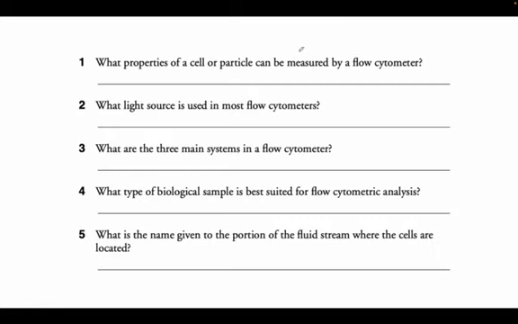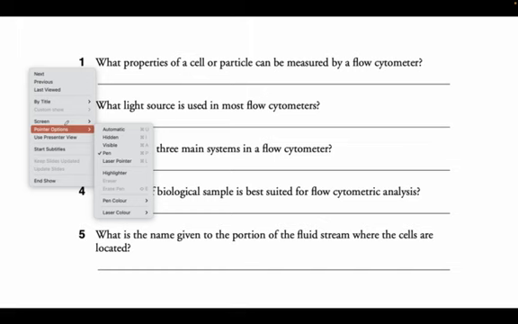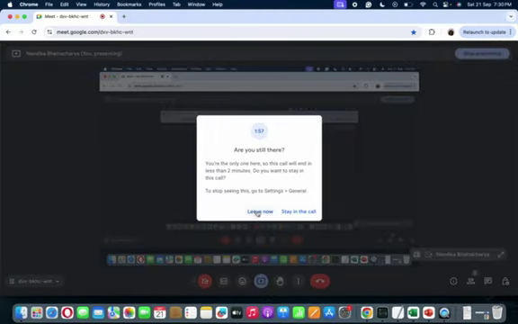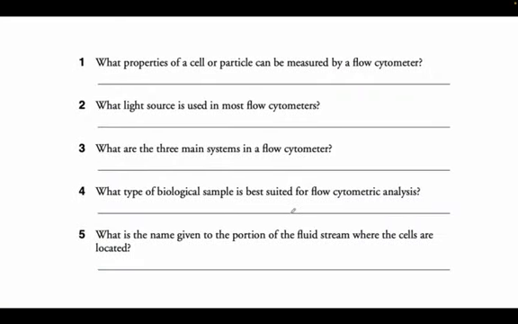What properties of cell or particle can be measured by flow cytometer? We can look at things like granularity. We can use fluorescent markers to label certain surface properties. Okay, we can look at cell cycle analysis. Okay, we can look at the size of the particle. So there are a lot of different properties that we can measure using a flow cytometer.